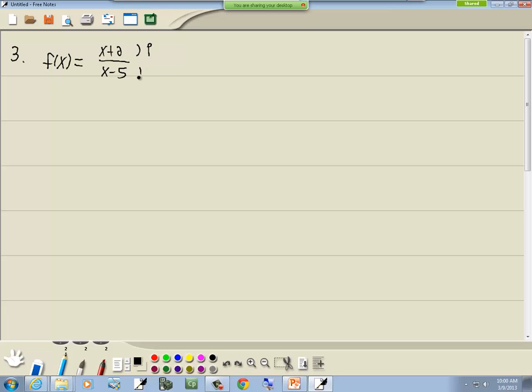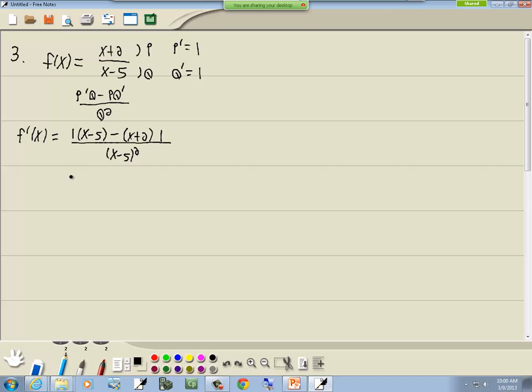So the top part is p, the bottom part is q. I need p prime. Well, the derivative of x plus 2 is 1, and I need q prime. The derivative of x minus 5 is 1. Quotient rule, our formula is p prime q minus p q prime over q squared. So for our derivative, we'll have p prime, which is 1, times q, which is x minus 5, minus p, which was x plus 2, times q prime, which is 1, over q squared, which is x minus 5 squared.